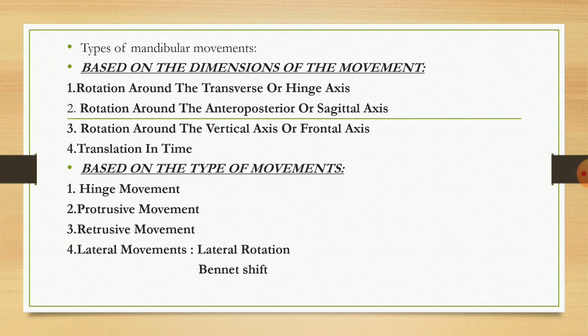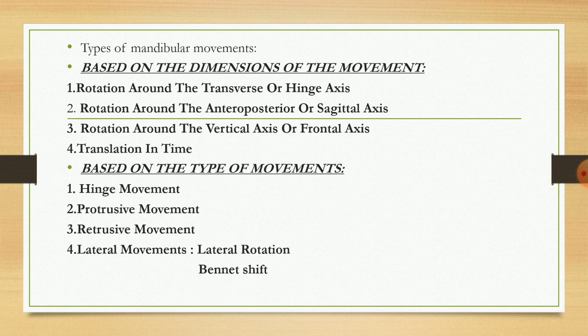First is based on the dimensions of movement. We have rotation around the three axes, that is the transverse or hinge axis, the anteroposterior or sagittal axis, and the vertical or frontal axis. And fourth is translation in time. Whereas the next classification is based on the type of movements, where we have hinge movement, protrusive movement, retrusive movement, and lateral movement. Lateral movements are again classified as lateral rotation movement and Bennett shift.